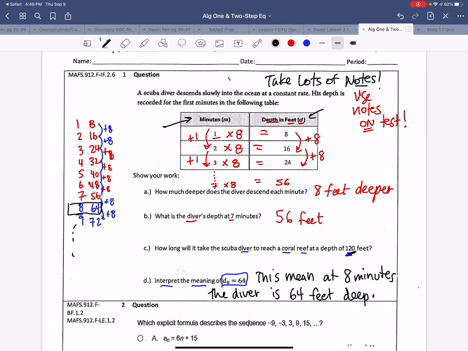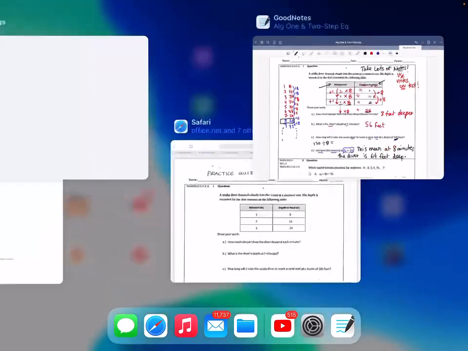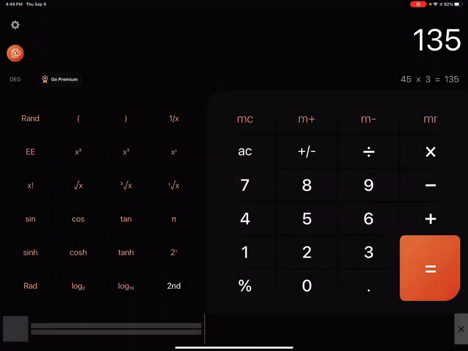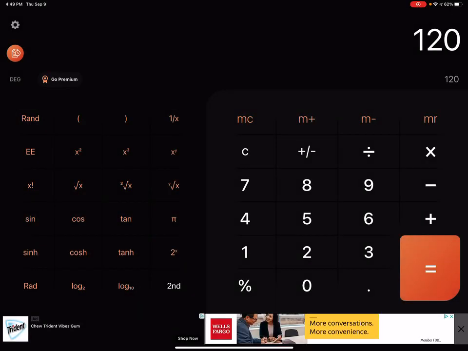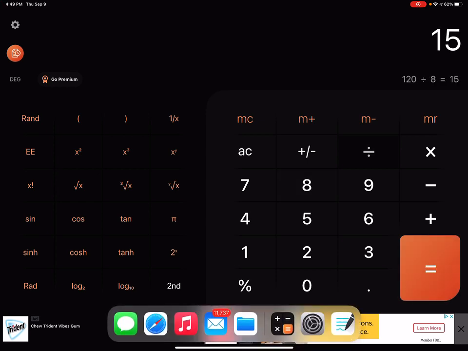Some students will keep going and going and going. Other students might go, oh, I could have worked backwards. So notice, if I knew this 56, I could divide by 8 and get 7. Or 24 divided by 8 is 3. So 120 divided by 8 is, let's find our calculator. 120 divided by 8 is 15.